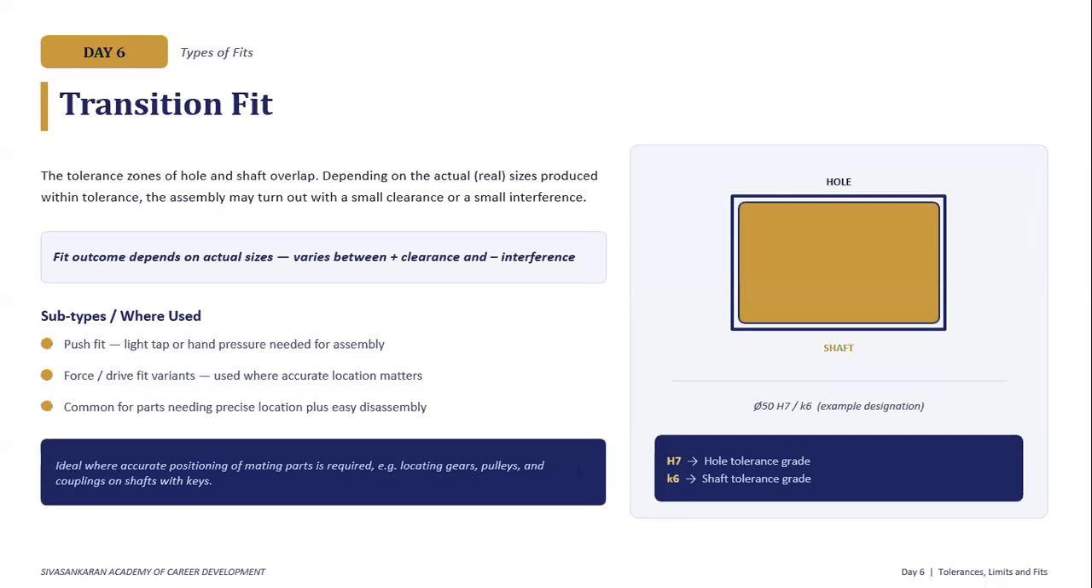Transition fit: here the tolerance zones of the hole and shaft overlap, depending on the actual dimensions produced. The assembly may have either a small clearance or a small interference. Transition fits are useful when accurate positioning is required.